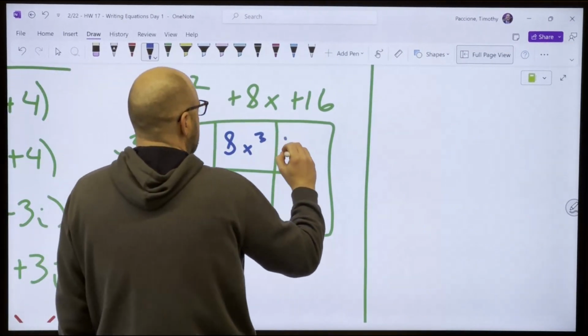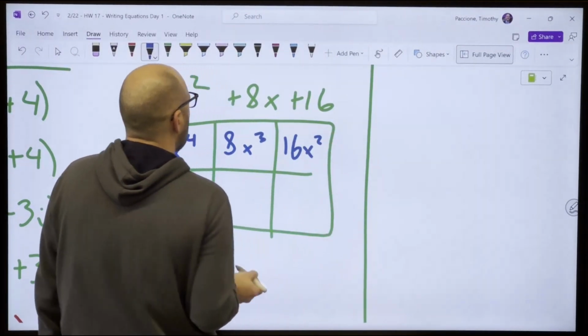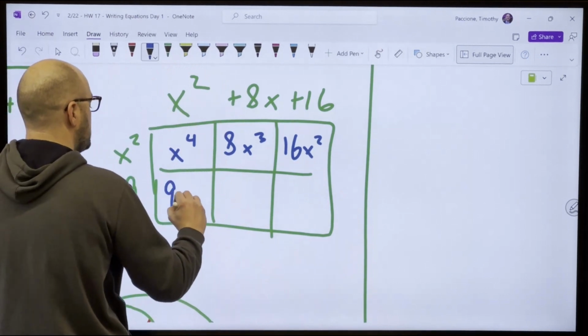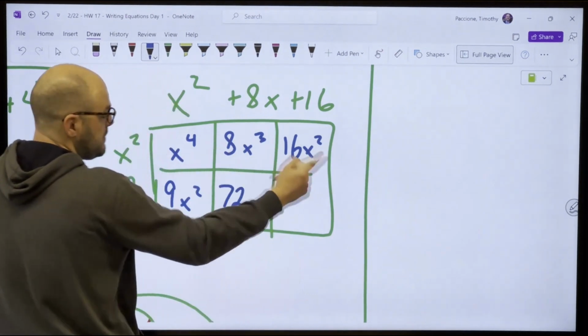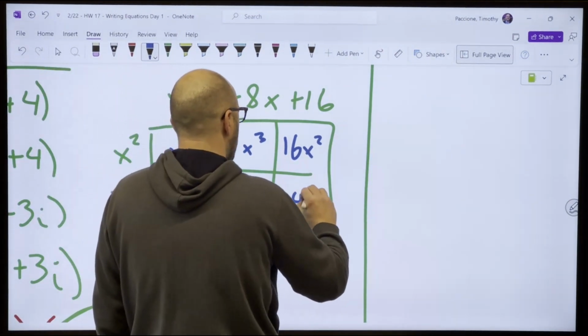16 times x squared, that's 16x squared. X squared times 9, 9x squared. 9 times 8x, 72x. And then 9 times 16 is 144.